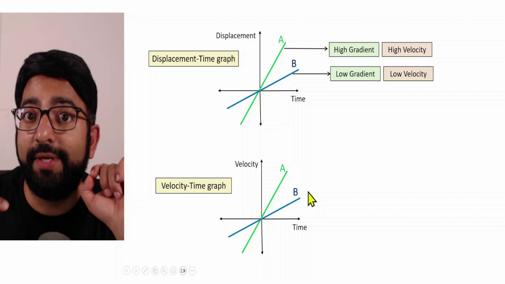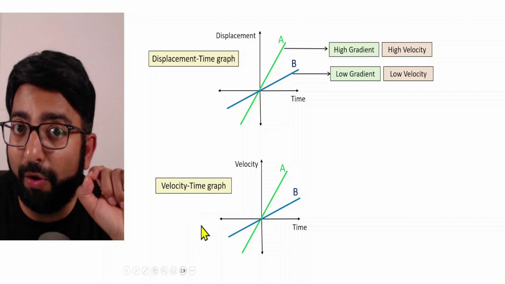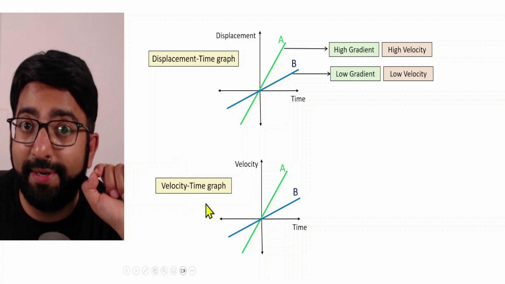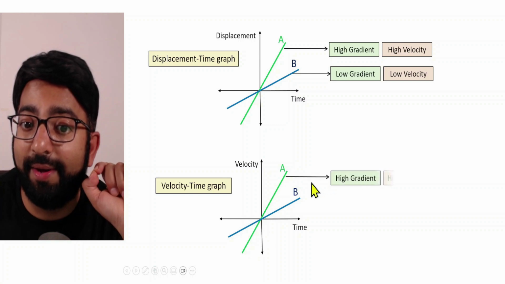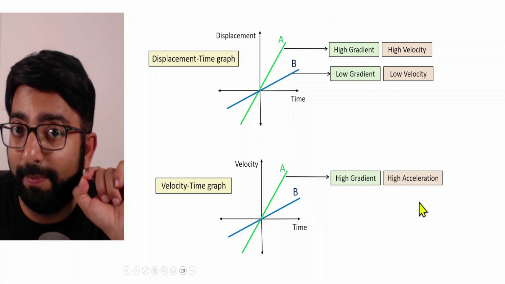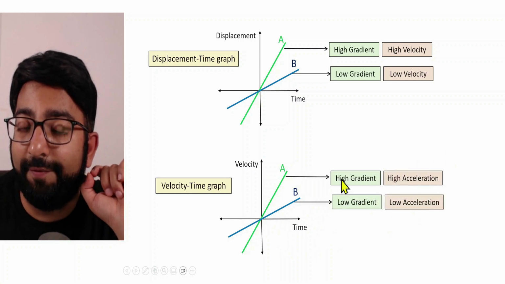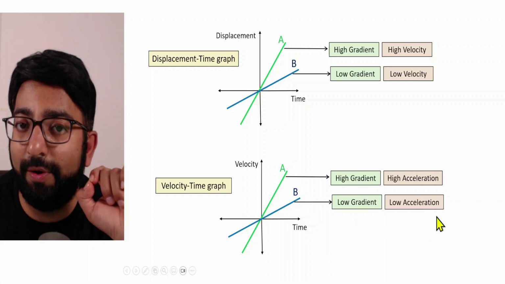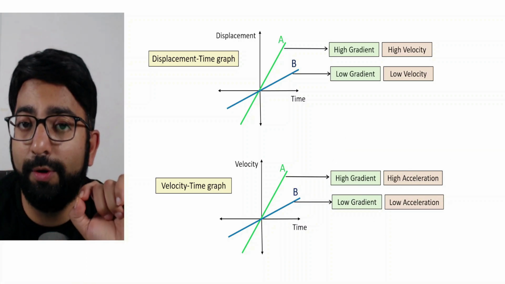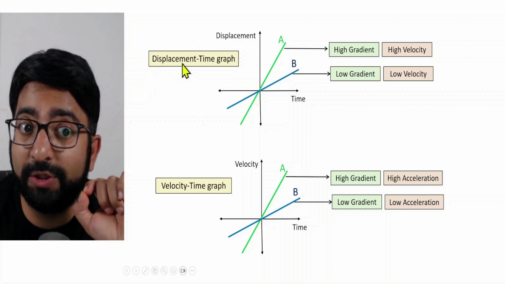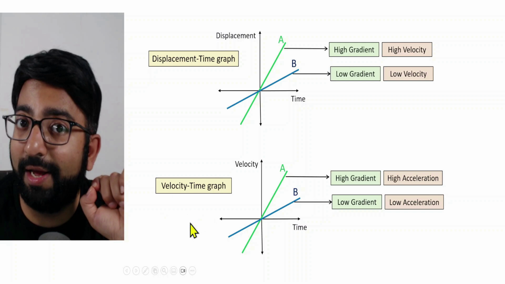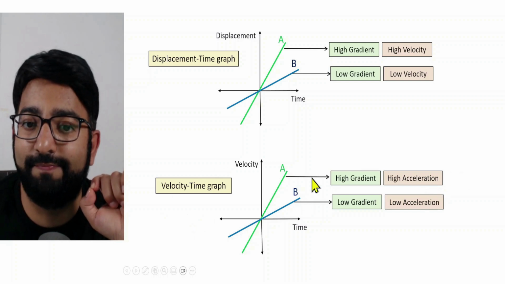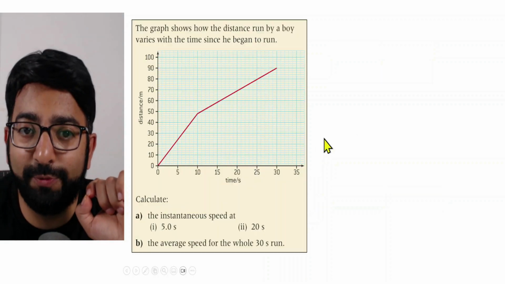So we are going to follow the same principle by recalling the logic that gradient of a velocity time graph gives us acceleration. Particle A graph is having a higher gradient, which means acceleration will be higher. For B, it is having a lower gradient, so acceleration will be low. And in the exams, all we need to remember is the gradient of a displacement time graph will give us velocity, and gradient of a velocity time graph will give us acceleration. Let us solve a question based on this principle.